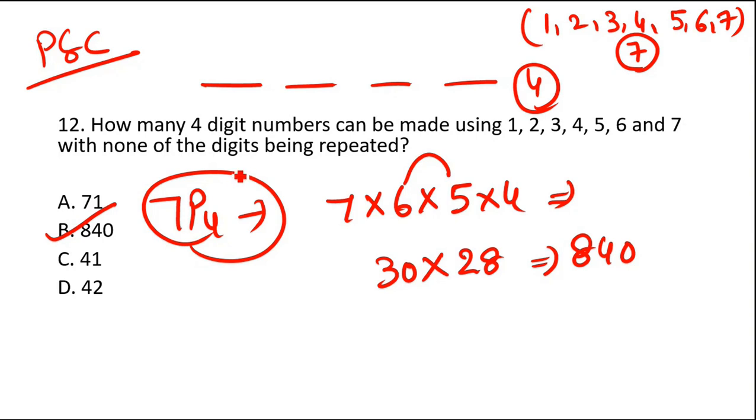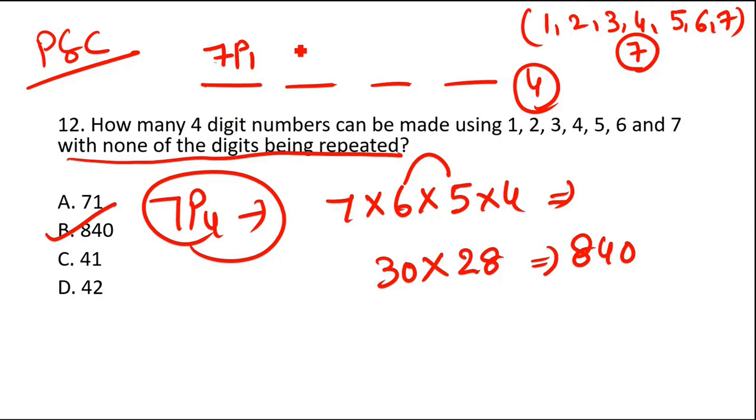If you want to understand digits without being repeated and being repeated: you have totally 7 numbers, 1 to 7. I'm not sure which number I'm taking for the first place, but I'll take one number and use it in the first place. That is 7p1. Out of the 7 numbers, one number is blocked. We are not sure what the number is, but one number is already used, so you can't see that number in the next 3 places. That is what they mention: none of the digits being repeated.